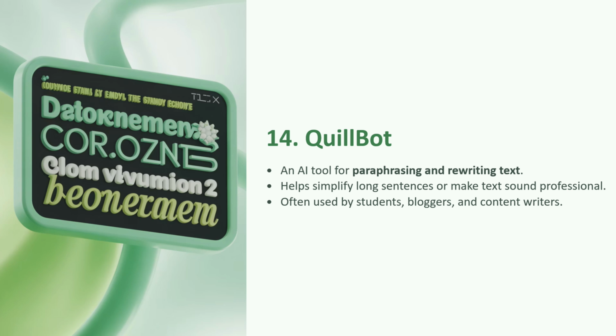14th one is Quillpot. It is an AI tool for paraphrasing and rewriting text. It helps to simplify long sentences or make text sound professional. It is often used by students, bloggers, and content writers.